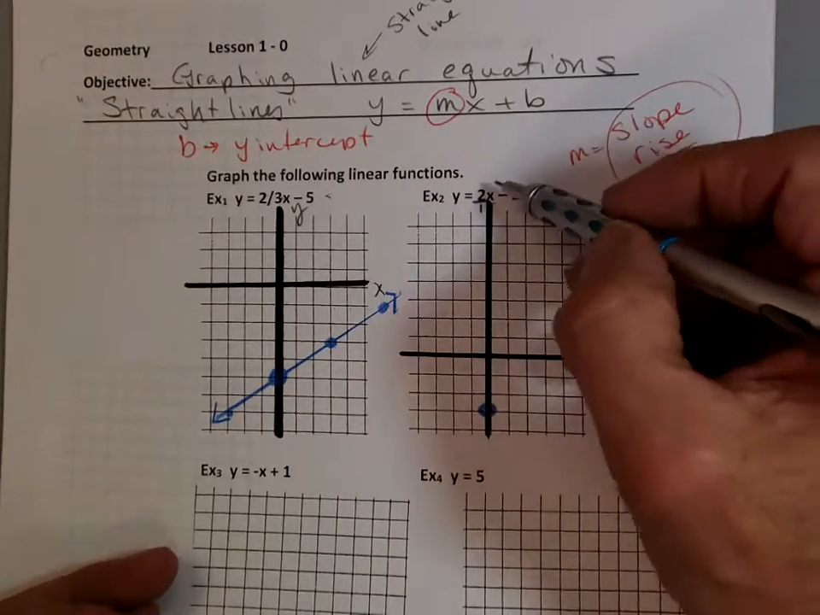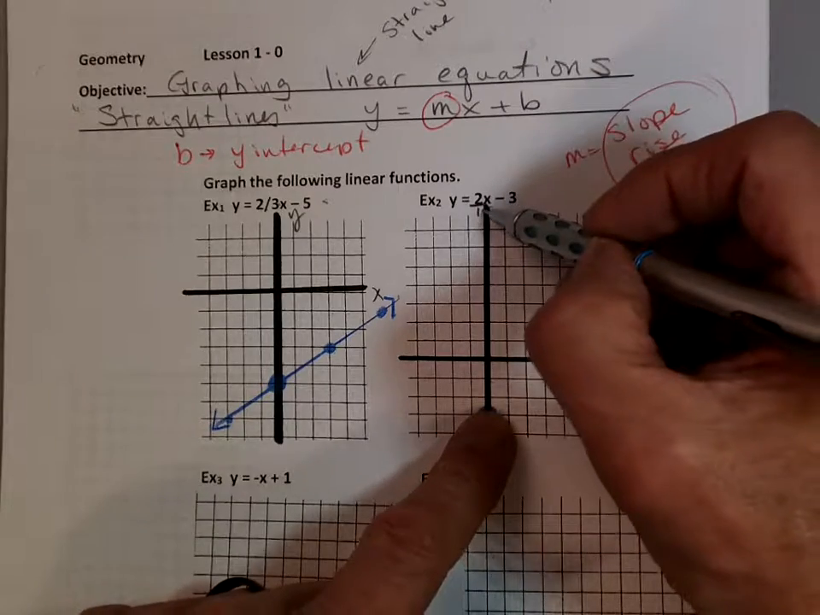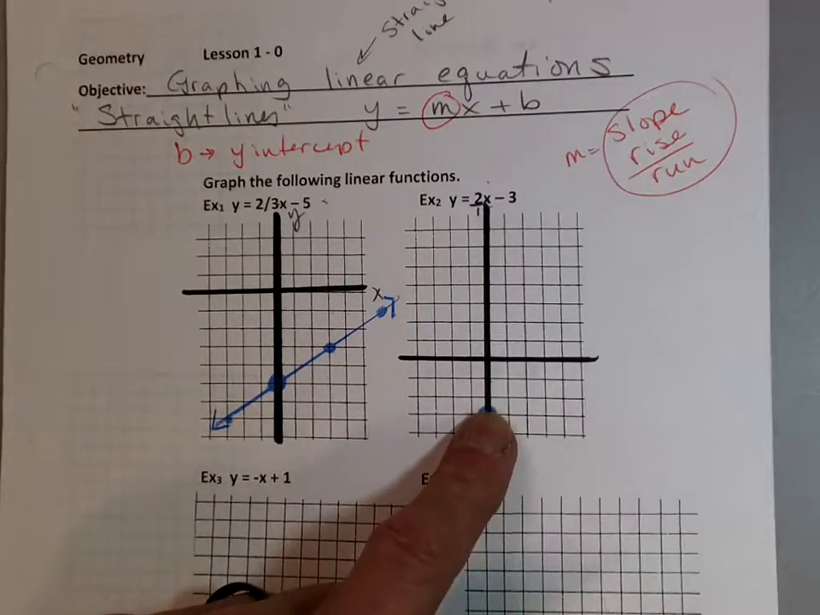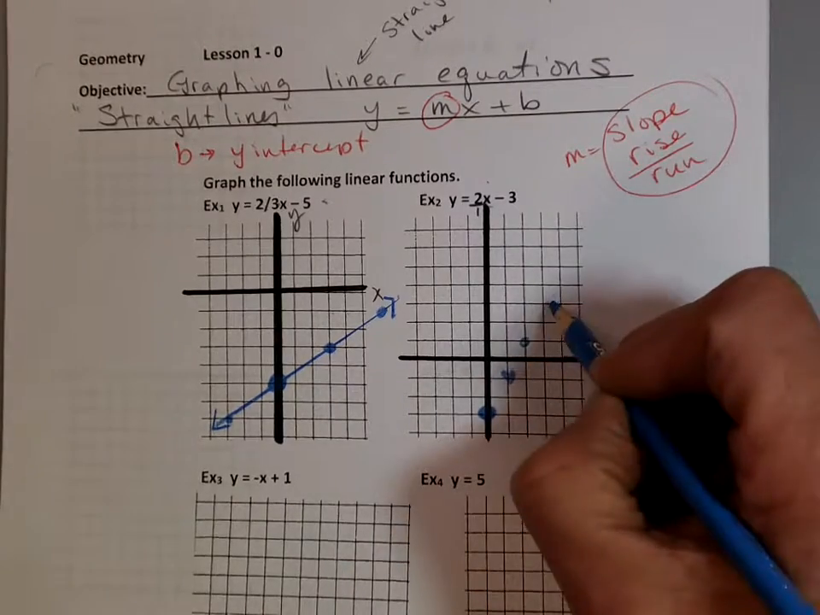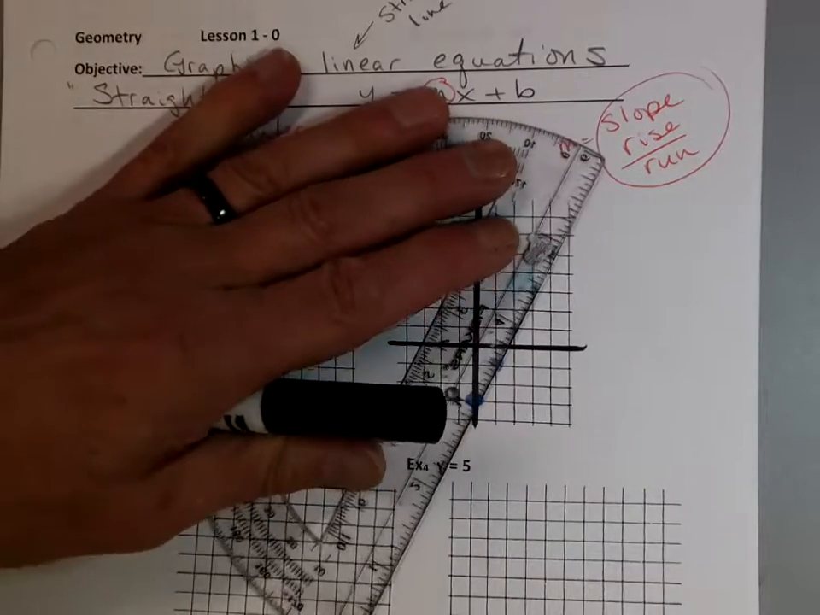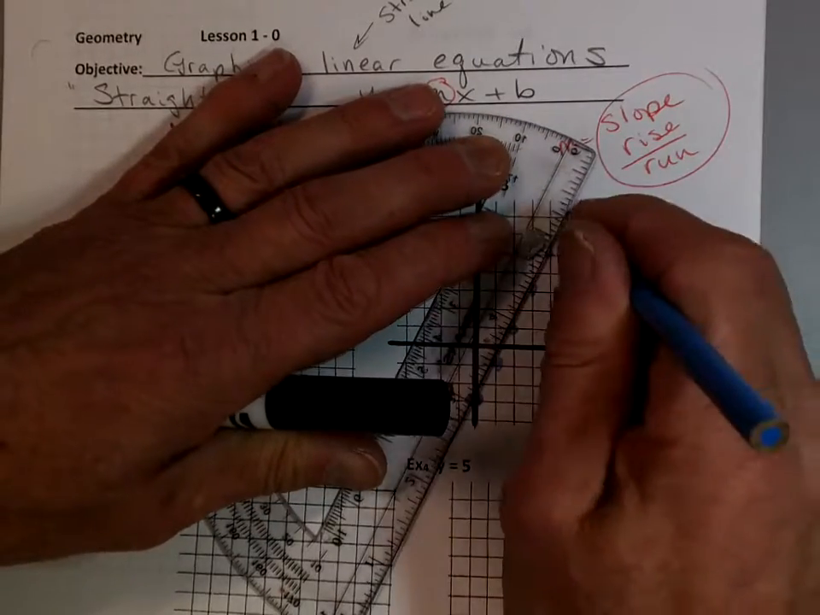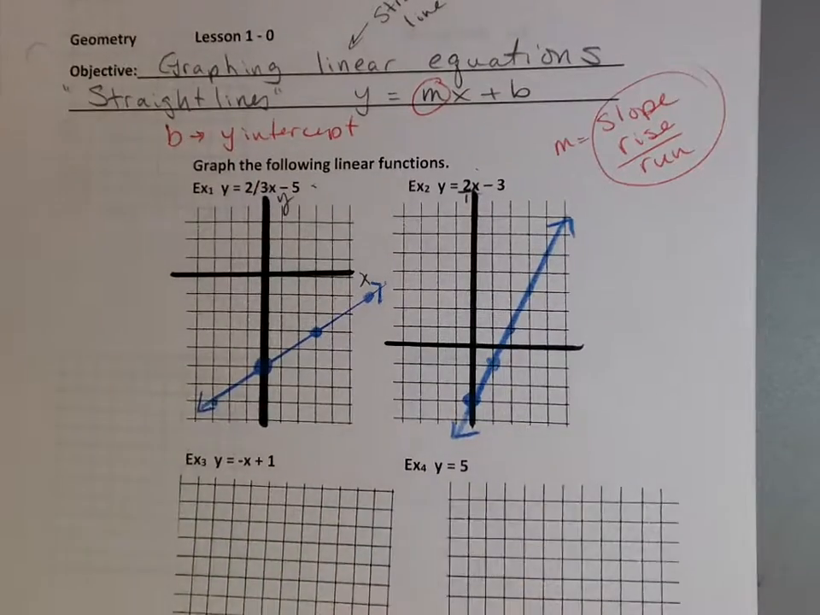So I'm going to go up 2 over 1 from my y-intercept, up 2 over 1 again, and so forth and so on. Then I'm going to connect the dots. Thumbs up. Nice review. Hopefully everybody's seen this before. I know Isaac has.